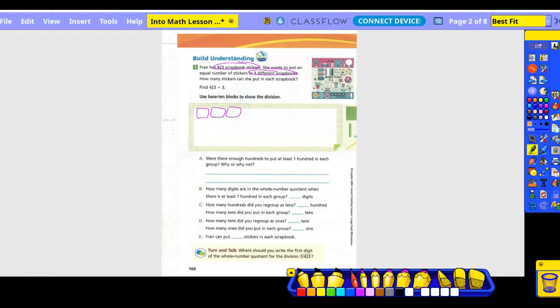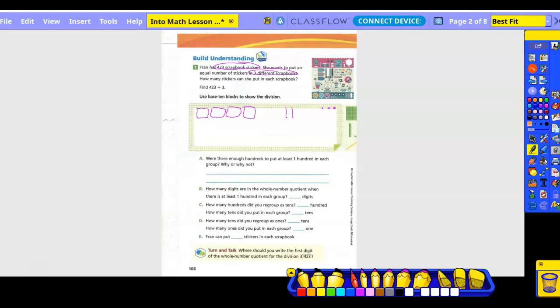4 flats for the 400. How many longs? 2 longs for the 20 and 3 small cubes for the ones. Now, why did I leave spacing like that between my place values? In case I need to regroup, right? Then I have plenty of room to draw that.